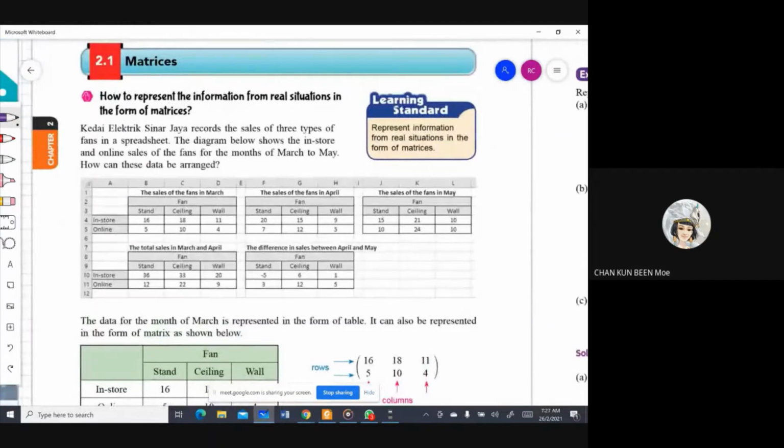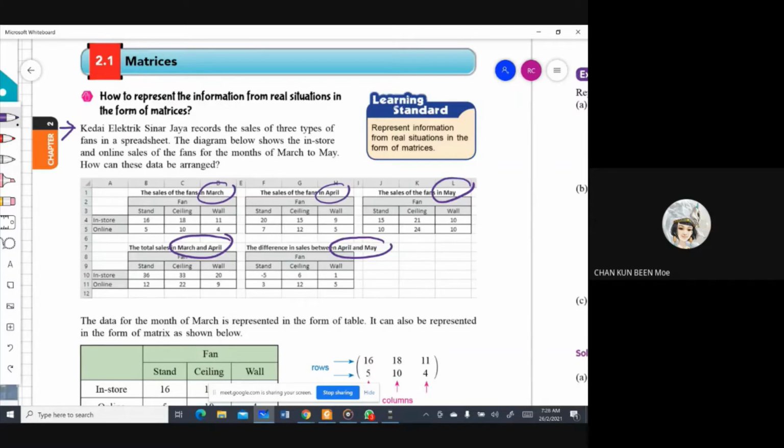Okay, 2.1 matrices. How to represent the information from real situations in the form of matrices. So if you look at the question given here, Kedai Electric Sinajaya records the sale of 3 types of fans in a spreadsheet. The diagram below shows the in-store and online sales of the fan for the months of March and May. So you can see March to May, April, May. Okay, and then this is the total sale of March and April, and then the difference in sale between April and May. Okay, how can this data be arranged?